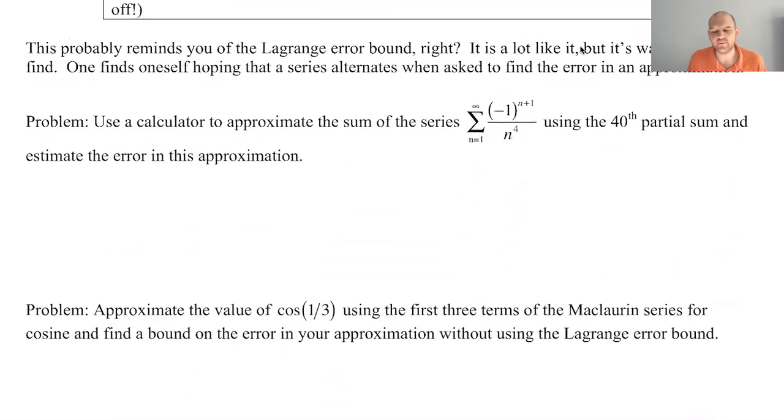So you just basically hope, right? And if a problem wants you to use Lagrange, it'll almost always say use Lagrange error bound. Otherwise, hope that it's alternating, use alternating.